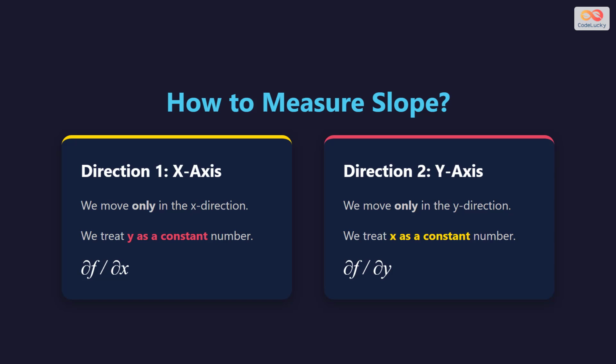We simplify the problem by looking at one direction at a time. If we want to find the partial derivative with respect to x, we move only along the x-axis, treating y as if it were a fixed number. Conversely, to find the partial derivative with respect to y, we move only along the y-axis, holding x constant.